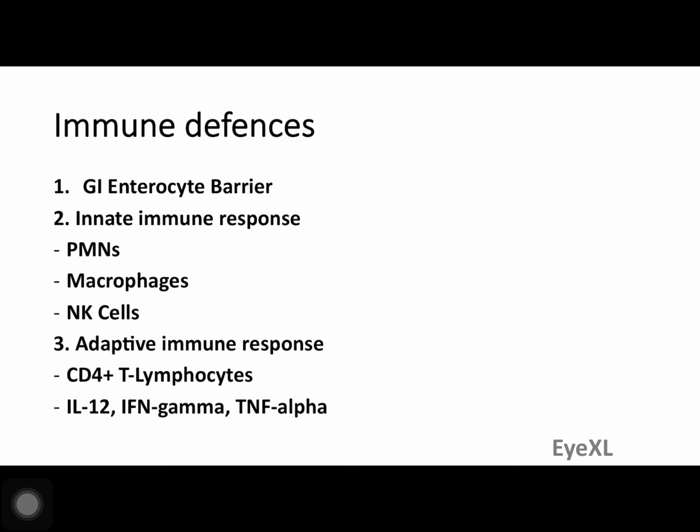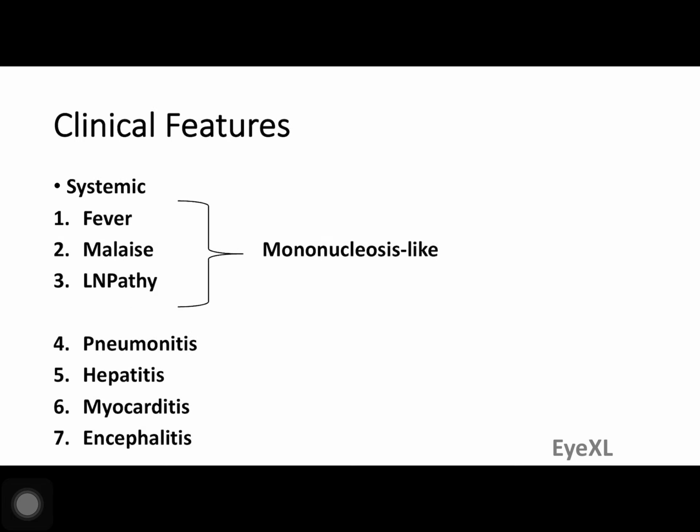Along with that, inflammatory markers are also released, such as interleukin 12, interferon gamma, and TNF alpha. So some of the commonest inflammatory markers that you see start to appear as part of the adaptive response. What clinical features will the patient present with?